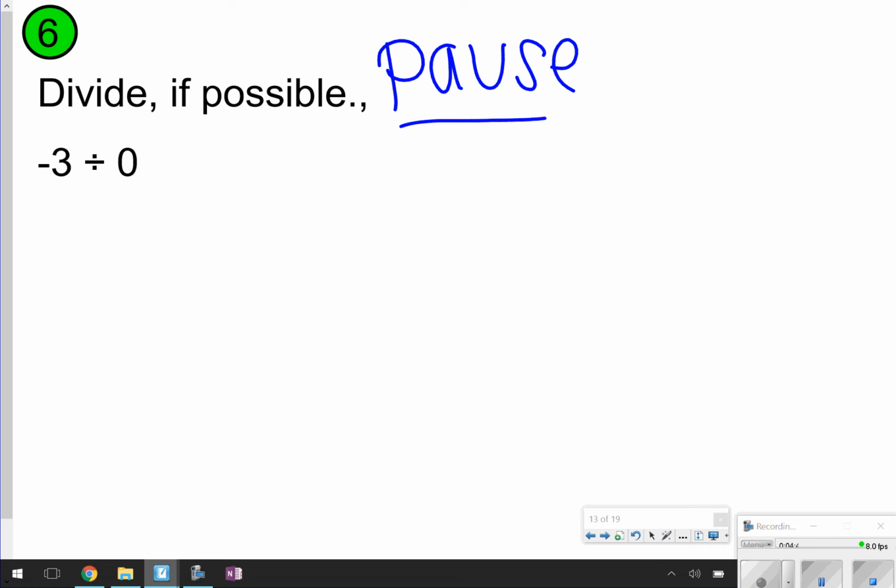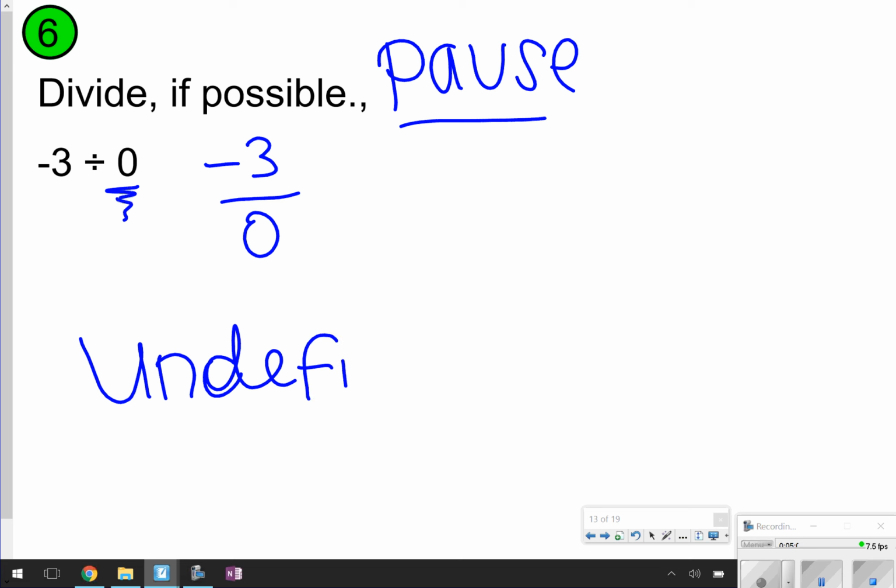Okay, as you noticed from the previous slide, anytime you divide by 0, where 0 is in the second part, or when 0 is the denominator, your answer will always be undefined.